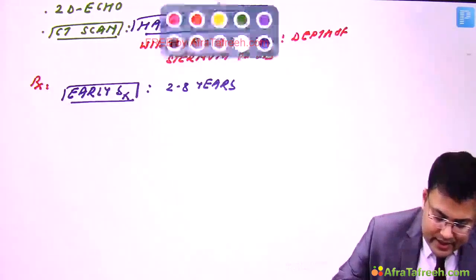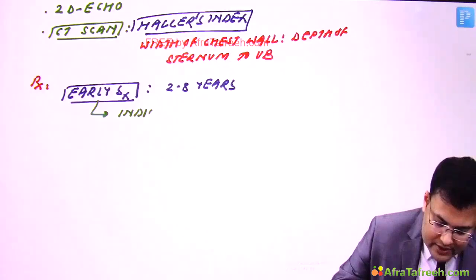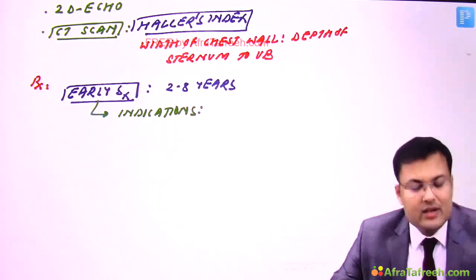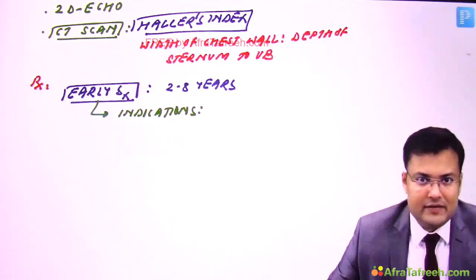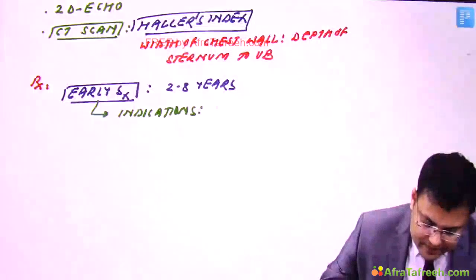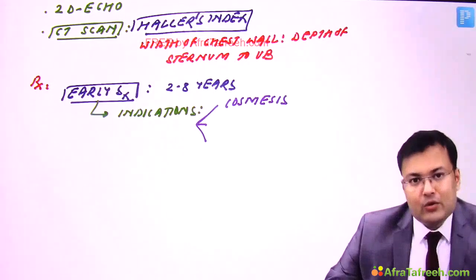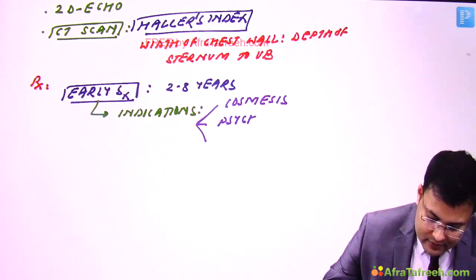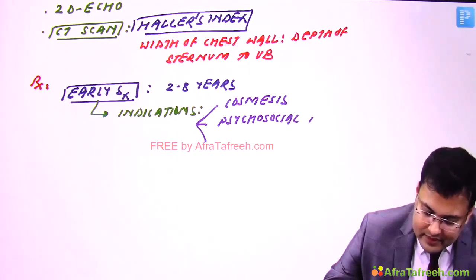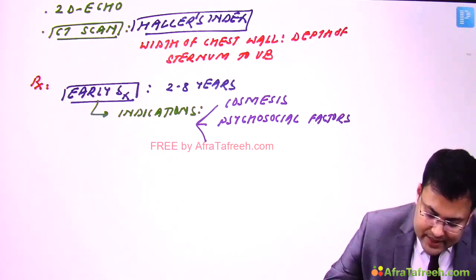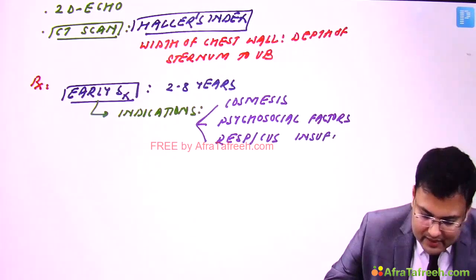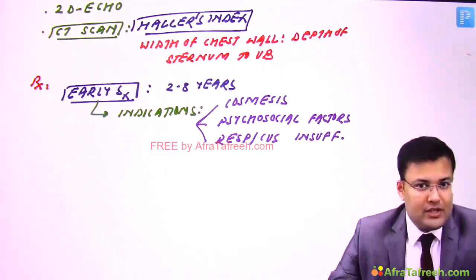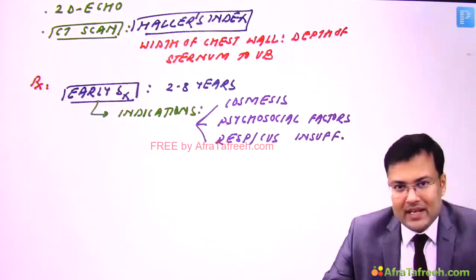Now what are the indications of surgery? It's related to cosmesis. Second, psychosocial factors. And third, if the patient is having respiratory or cardiovascular insufficiency. So the indications of surgery are mainly related to cosmesis, psychosocial factors, and respiratory or cardiovascular insufficiency. Clear?